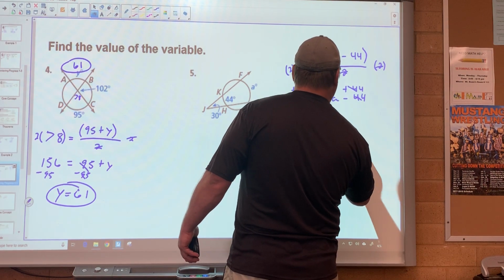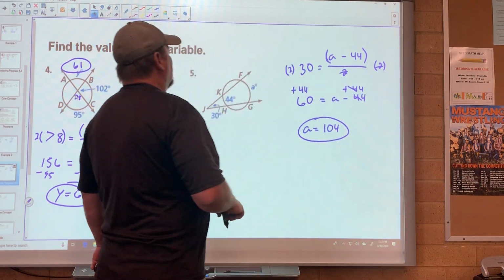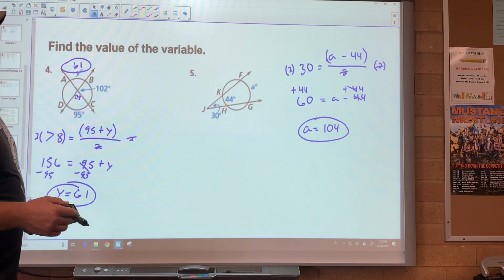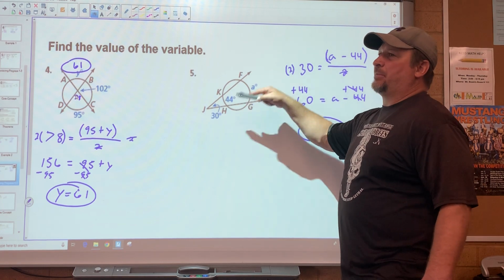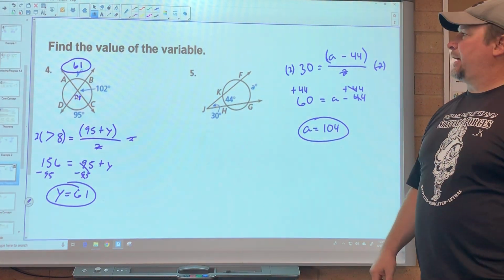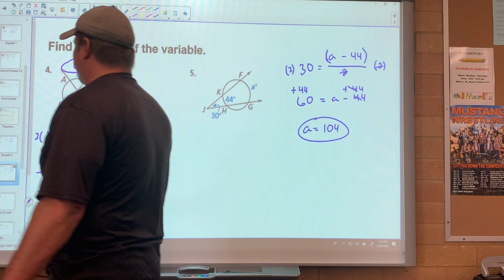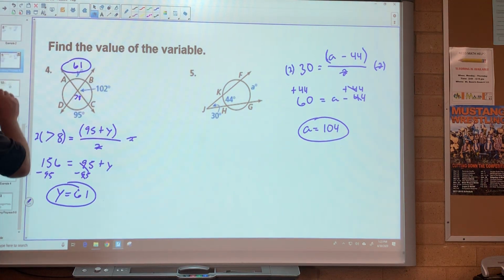A equals 104. And you can double check it, you guys. You can double check it by doing this. Take 104, subtract 44, and divide it by 2, and you better get 30. Okay? So those are some examples for you right there. All right? Got a few more to go.